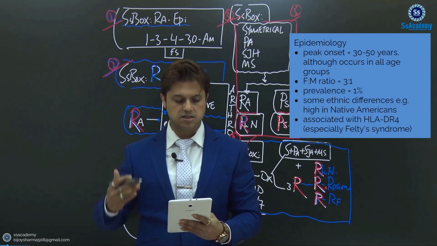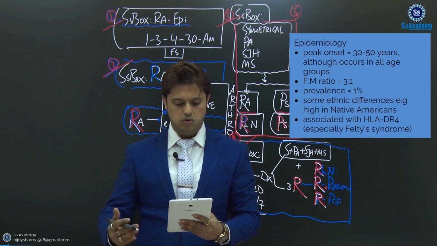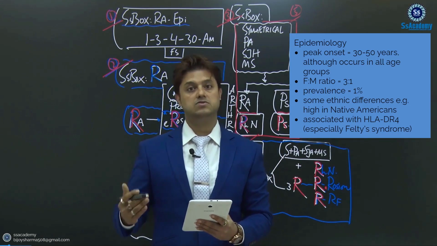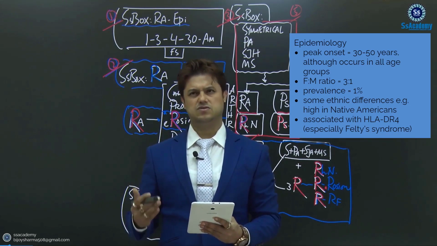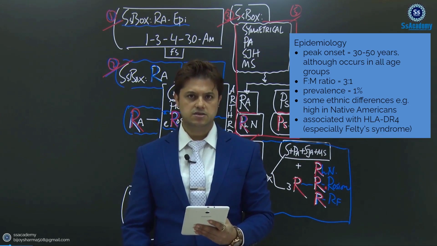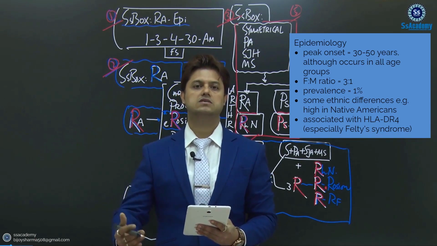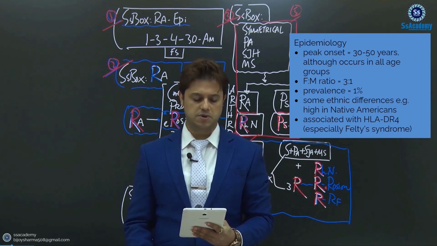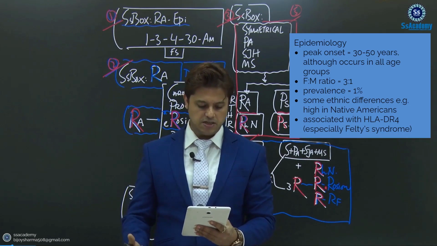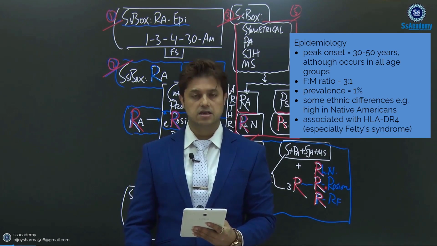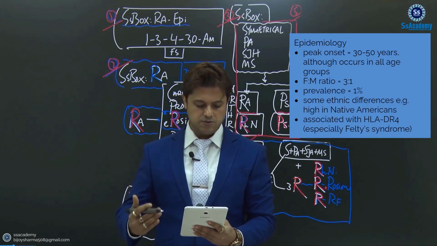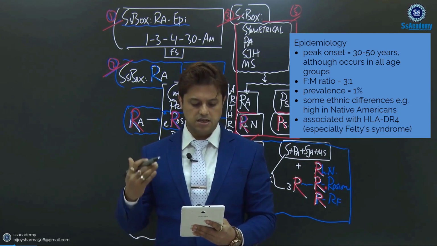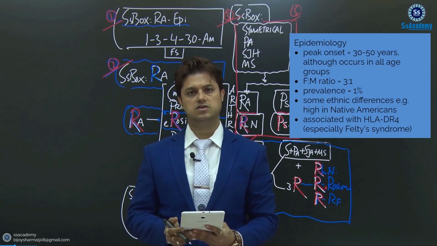Epidemiology: peak onset is 30 to 50 years, although it occurs in all age groups. Circle the 30. Female-male ratio is 3:1. So the female, circle the 3. It means rheumatoid arthritis is a female disorder, my dear. Prevalence is 1%, circle the 1%. There are some ethnic differences: high in Native Americans, circle the Americans, and associated with HLA-DR4, circle the 4, especially the Felty syndrome, circle the Felty syndrome, my dear.